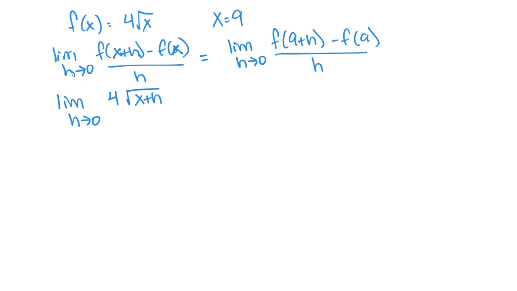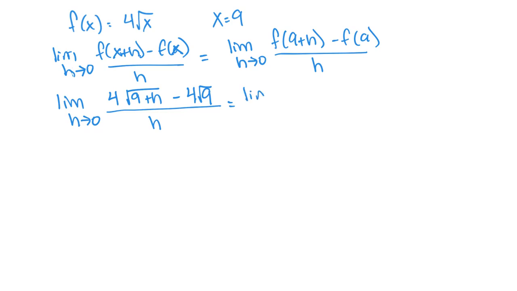So my equation, instead of x, should have a 9. So 4 times the square root of 9 plus h minus f of 9, so minus 4 times the square root of 9, over h. Okay, so let's simplify this. To simplify, we want to multiply by the reciprocal of the numerator, so as to get rid of our radicals in that numerator.